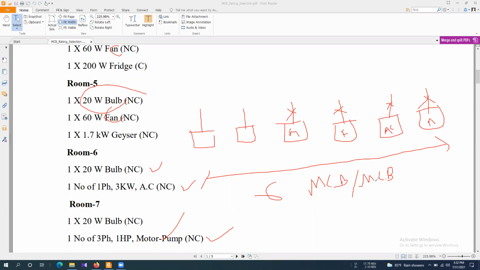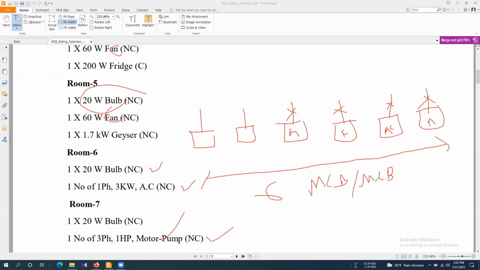But if you do it this way, segmenting the load according to the types of load, big load or smaller load, then maybe a lesser number of MCBs or MCCBs is required to cover the whole protection scheme. All right. Have you got it? Yes, sir. So in that case, you can simply save some money in your overall protection scheme.